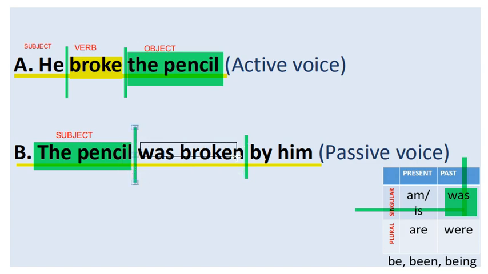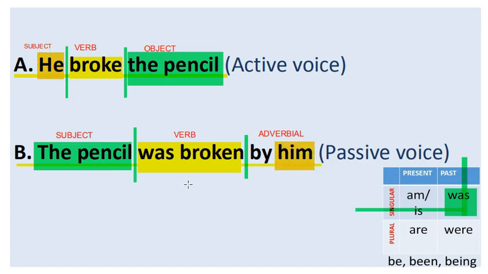We either leave the sentence like this, the pencil was broken, without putting the performer, that is the person who broke it. If we must put the performer, we must add the preposition by, and then put the performer. But the performer, which is the subject of the active voice, will now become an object to the preposition by. That is why he in the active voice must change to him in the passive voice. So it becomes by him.